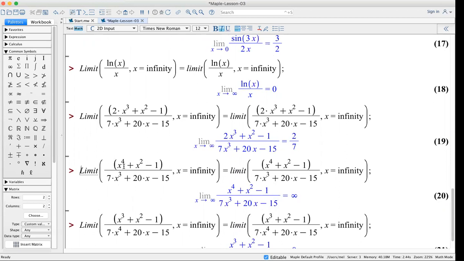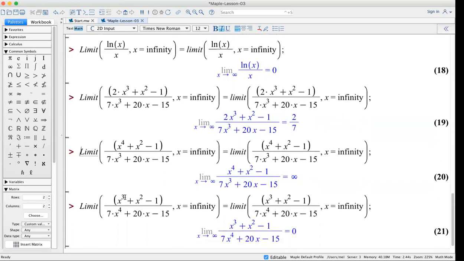When you have a rational function where the numerator has degree bigger than the denominator, that limit's always infinity. If the degree of the numerator is strictly less than the degree of the denominator, that limit is always 0. So this is an important observation in calculus, and we can see it computed explicitly using Maple.